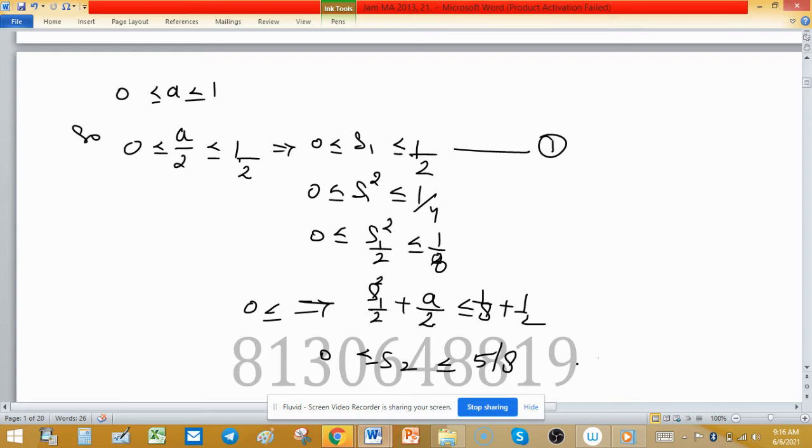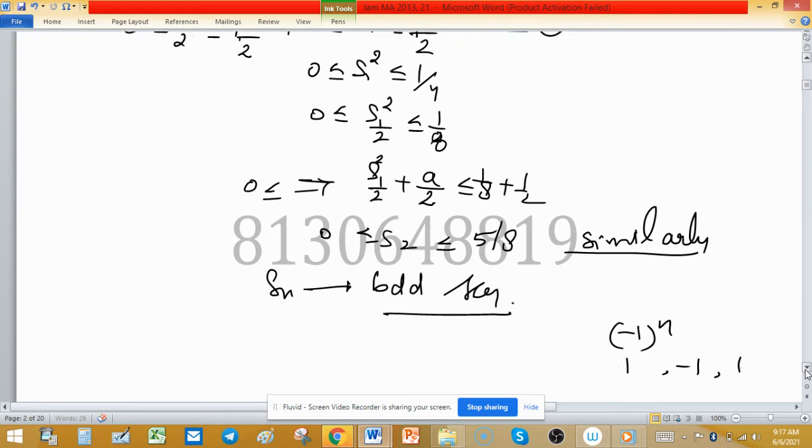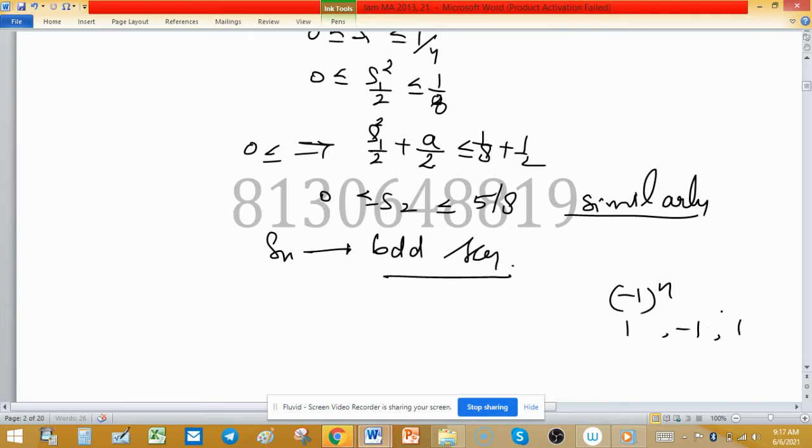So similarly for other terms, we can say that Sn is bounded. Sn is a bounded sequence. But if a sequence is bounded, then we cannot say it is convergent, because of the sequence minus 1 raised to the power n. It is bounded, with 1 and minus 1 as its terms, but it is not convergent. So the given sequence is bounded, and we check whether it is increasing or decreasing.